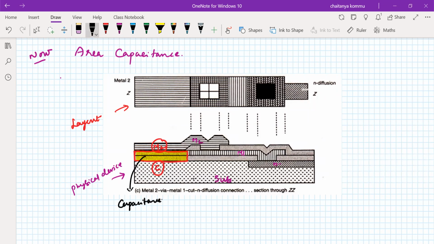You observe here also. At this place also you observe metal 1 and metal 2. There is a possibility of capacitance, because in between there is an oxide, so a capacitance is formed. Therefore, in MOS devices, MOS structures or MOS transistors, there is a possibility of capacitance formation. So we have to calculate the capacitance observed in our circuitry.